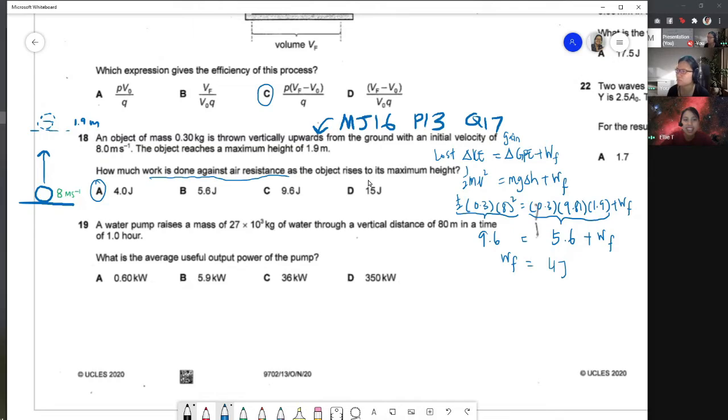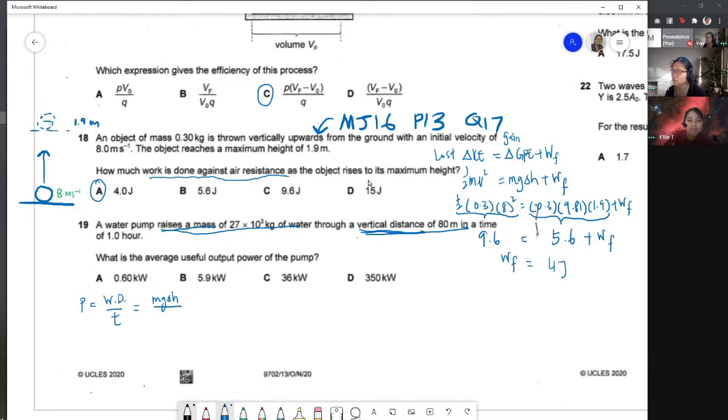Okay, water pump. This one is not past year, this one is new. Very new. Work done over time. Work done will be mgh, change in gravitational potential energy, because the water goes up 80 meters in 1 hour. So this is a hint.